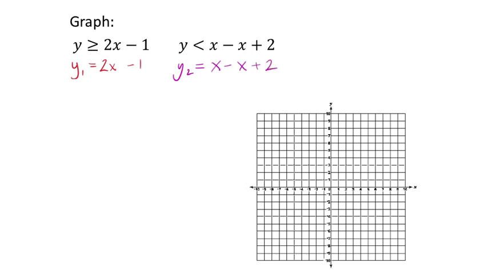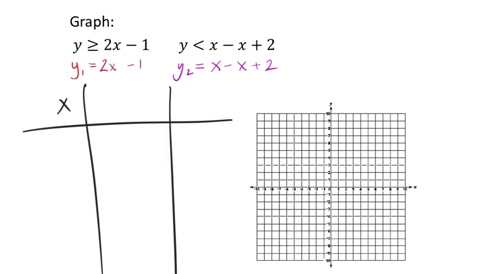Some of you may choose to make that x minus x a phantom 0, which I would do. But let's say that you didn't notice that, and that's okay. Okay, if I do this in the calculator, if I put these two in, now I can make the calculator give me a table.